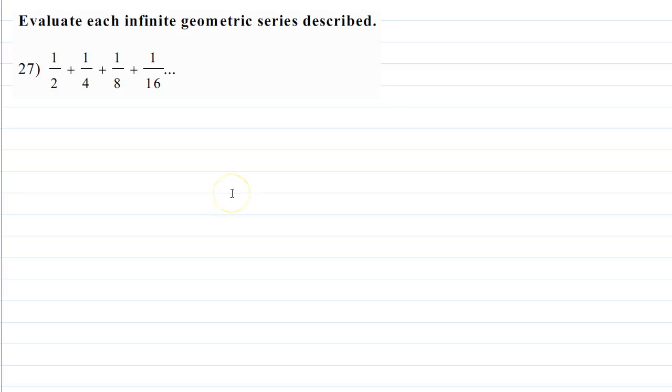All right, let's take a look at number 27. Evaluate each geometric series described. So the first thing we need to do here is look at the formula we're going to use. So we want to find the sum of the infinite series. So our formula that we use is our first term over 1 minus our ratio.